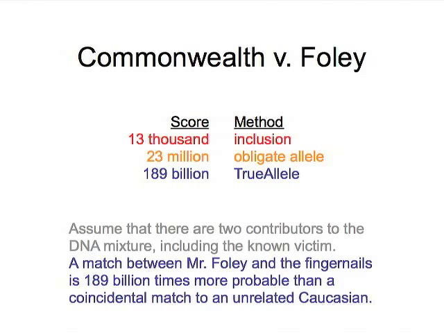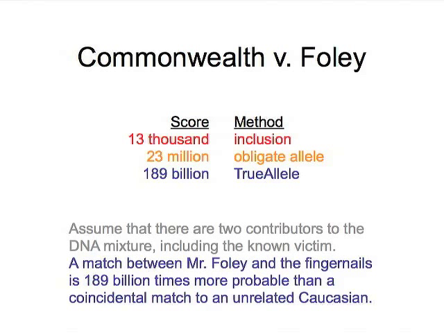This is the landmark case, Commonwealth versus Foley, which was the first case that we know of where rigorous statistical computer interpretation of DNA mixtures was admitted as evidence after a pretrial hearing and used in court. The original inclusion statistic was 13,000. Robin Cotton's obligate allele method gave 23 billion. TrueAllele gave 189 billion.